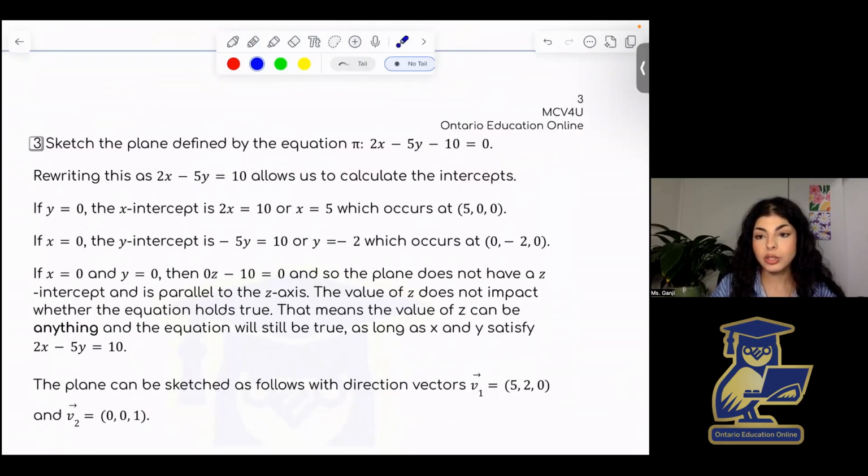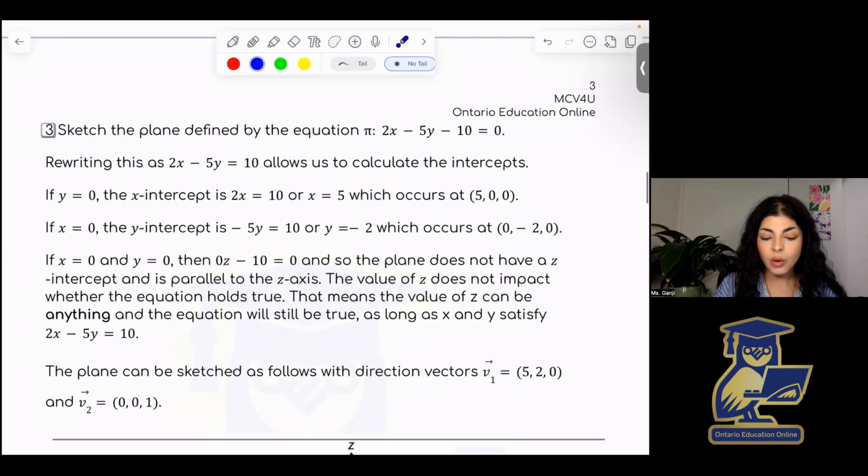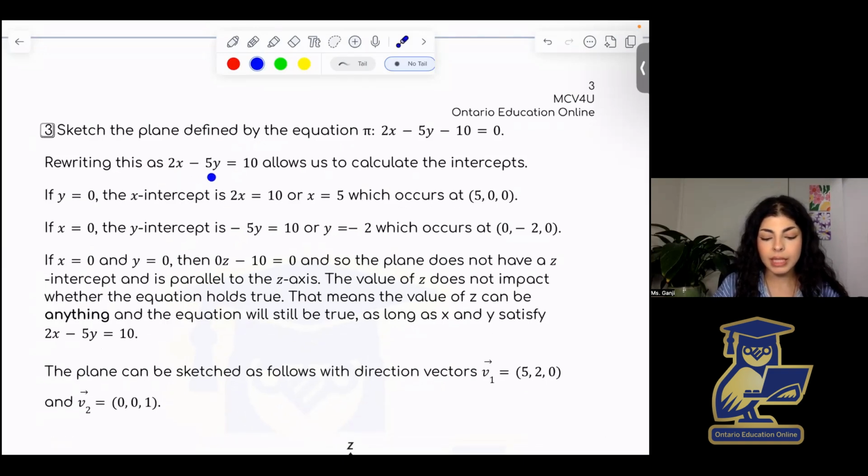So then we don't actually have the case where the z-axis is on our plane again. However, we can still find some points in order to draw out the plane. So we write this as 2x minus 5y is equal to 10. And now you just have to pick some points of x and y that will satisfy this.